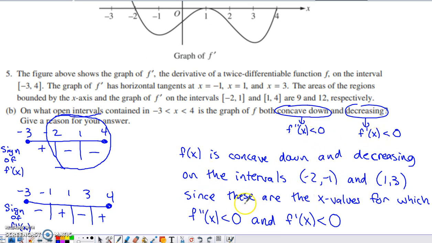And then I just, in my concluding statement there, the reasoning behind my answer, I made sure I said what I noted back here. I'm having these as my intervals because that's where the second derivative is negative and the first derivative is negative.